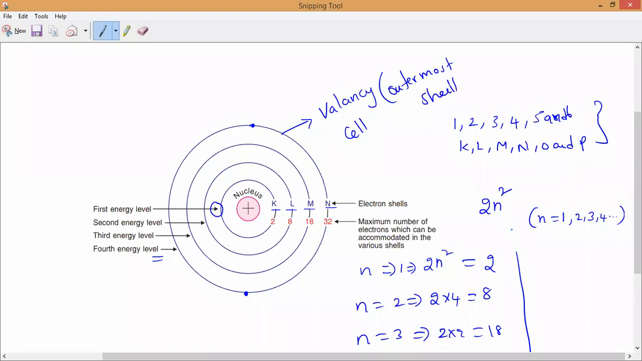The electrons which are present in this outermost shell are called valence electrons. Not valency, valence electrons. Is it okay? Valence electrons, or we can say outermost electrons. Is it okay, guys? Yes, sir.